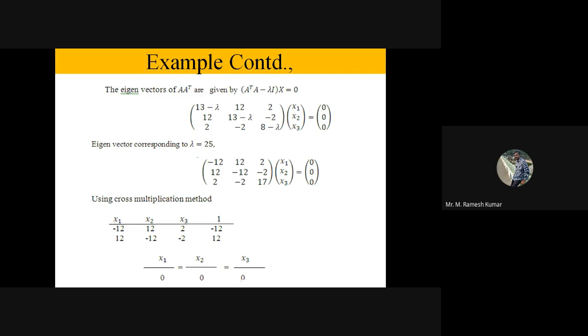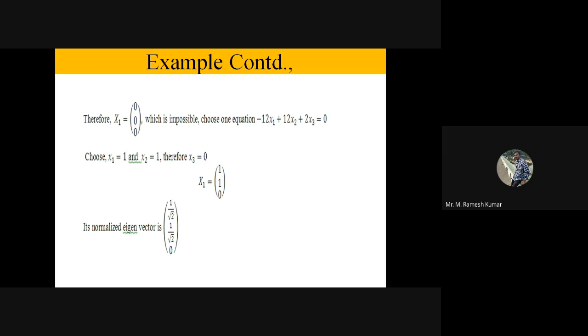Choose one equation. Take the first equation: minus 12 into x1 plus 12 into x2 plus 2 into x3 equal to 0. We can assume any number for x1 and x2. So put x1 equal to 1, x2 equal to 1. Then 12 and 12 cancel, so x3 equal to 0. Therefore, the eigenvector is 1, 1, 0.